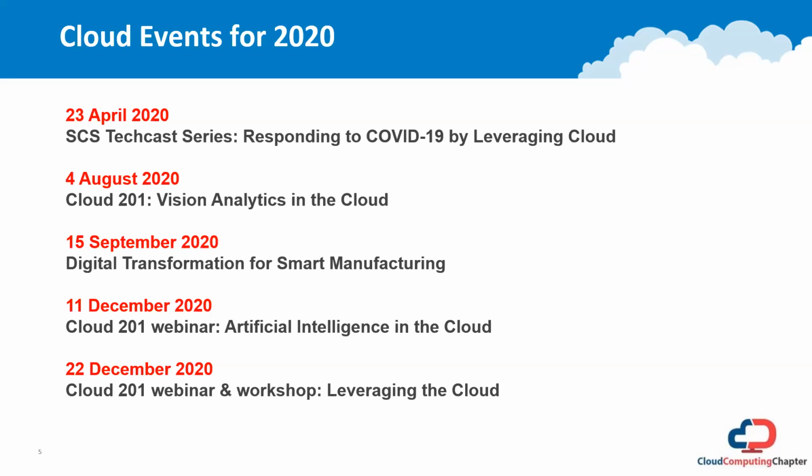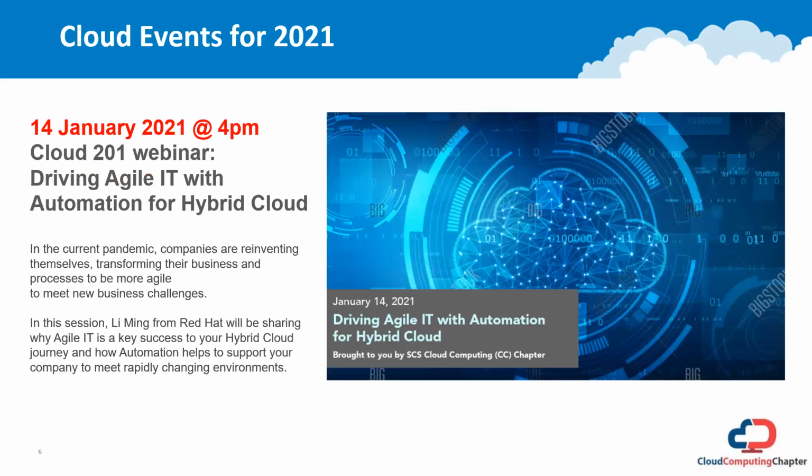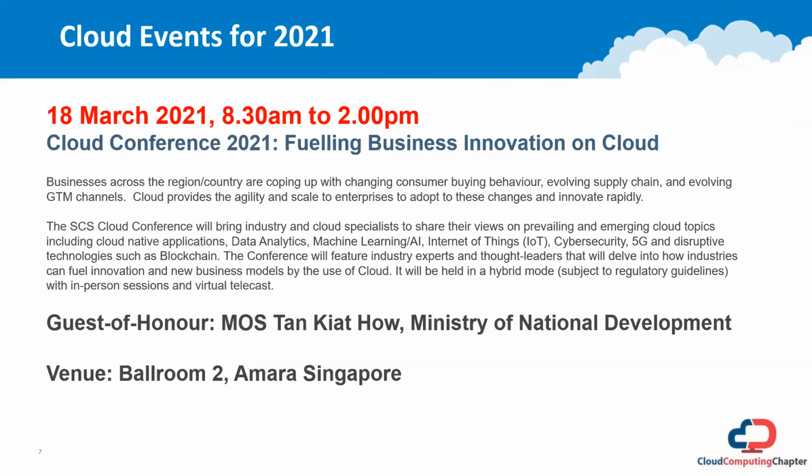Then again, on the 4th of August, vision analytics in the cloud. On the 15th, we had an event in partnership with Singapore Manufacturing Federation about digital transformation for manufacturing in the cloud. On the 11th, which was about AI in the cloud, and on the 22nd of December, another session on leveraging cloud. Today's session, I will pass it to Li Ming to speak about driving Agile IT with automation for hybrid cloud. So one last slide.